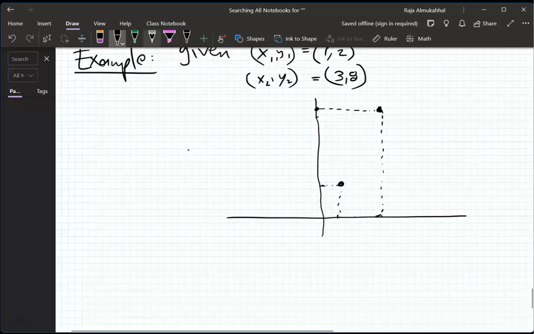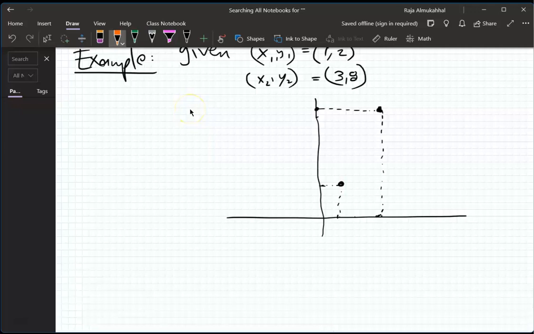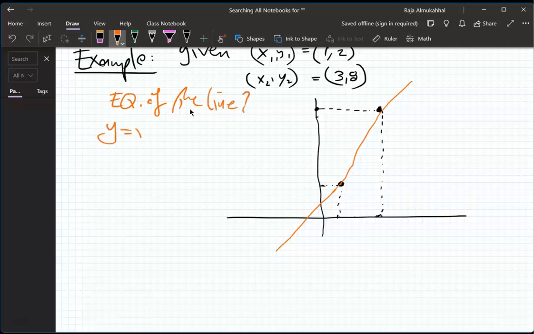But let me use a different color. Orange. So it's going to look something like this. I'll try my best to draw it. I can draw it on a board really easily. But there we go, that's basically our line. Sorry, it's a little crooked, but that's basically how it looks. Now, we are asked to find the equation of the line, basically y equals mx plus b. That's what we are asked to find.